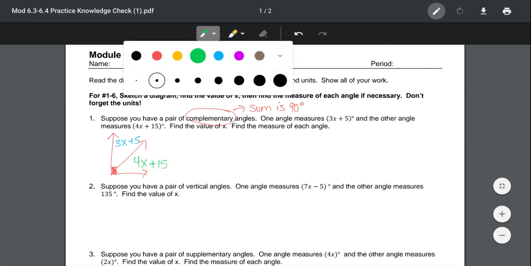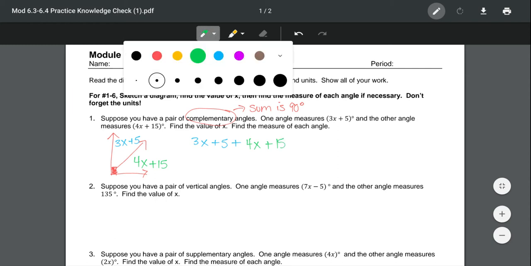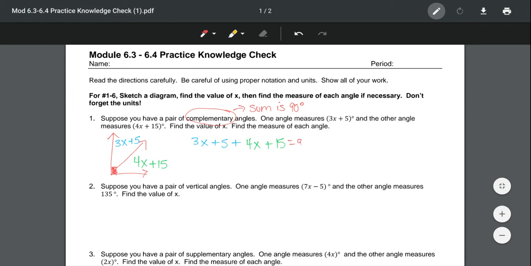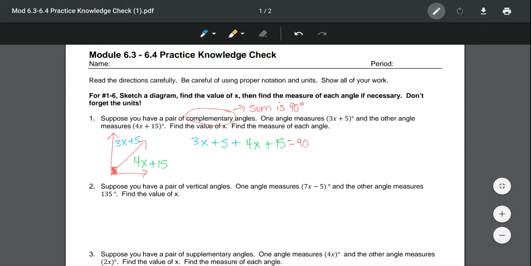So if the angles are complementary, that means that 3x plus 5 plus 4x plus 15 is equal to 90. So now you want to solve the equation. So add your like terms. 3x plus 4x would be 7x. Plus then 5 plus 15 would be 20. So that 7x plus 20 will equal 90.